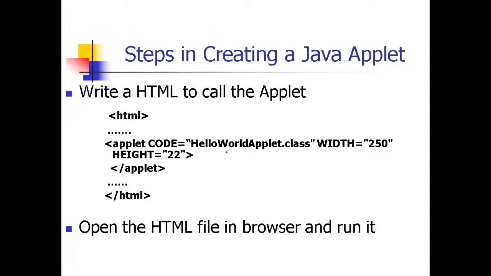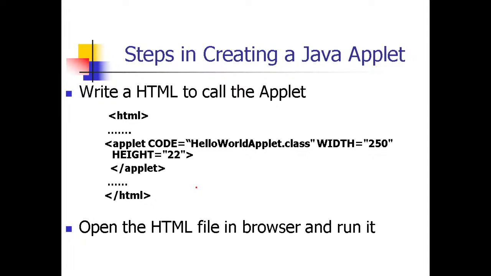In our example, hello world applet is my file name with the Java extension. When we compile it, we get the hello world applet.class file. I had been setting width equal to 250 and height equal to 22. This is the height and width of an applet which is shown in the browser, and then save it with any name, a.html or whatever. Save it and open this HTML file in a browser to execute it.